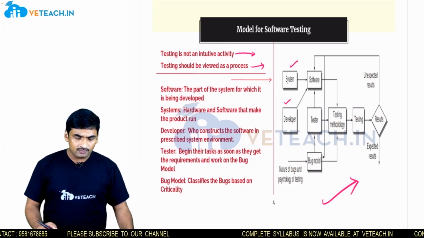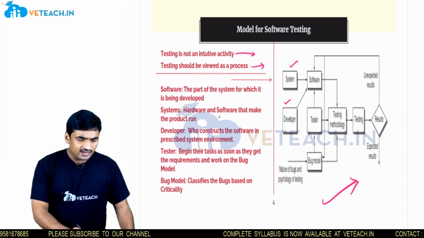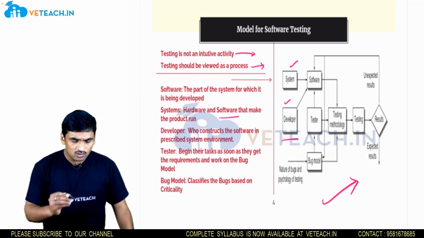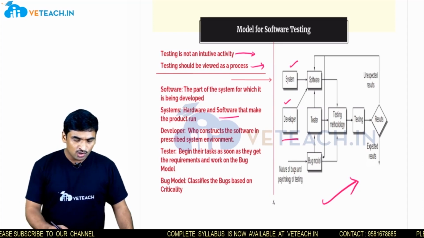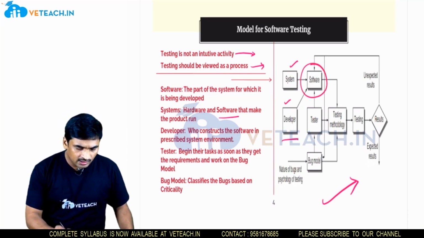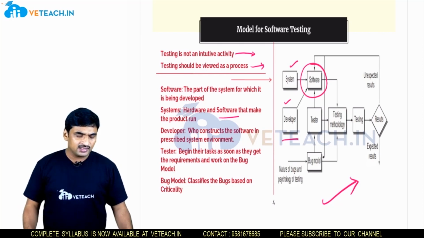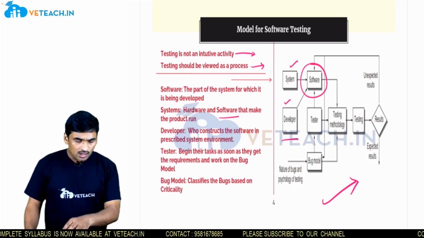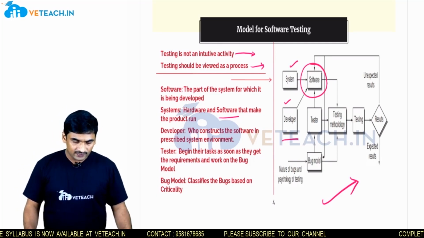Systems and developer. Systems are the hardware and software that make the product run. Developer is the individual who constructs the software. Together these two contribute to the software. This is the part of the system for which it is being developed. So this is actually what we have to test here.